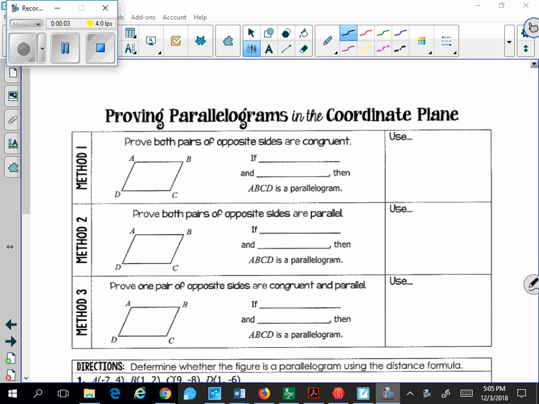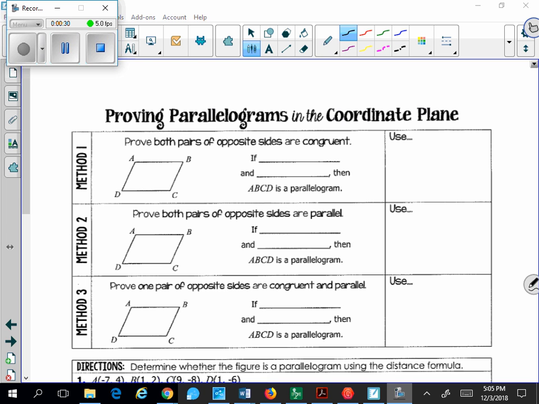So you want to turn to, in your Unit 7 packets that you got yesterday, page 3. What it says here is we are proving parallelograms in the coordinate plane. What that means is, I briefly touched on this yesterday, we're going to be able to look at a set of coordinate points and you can tell me whether or not they form a parallelogram or not.